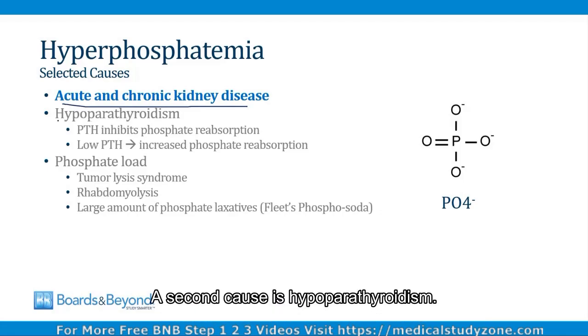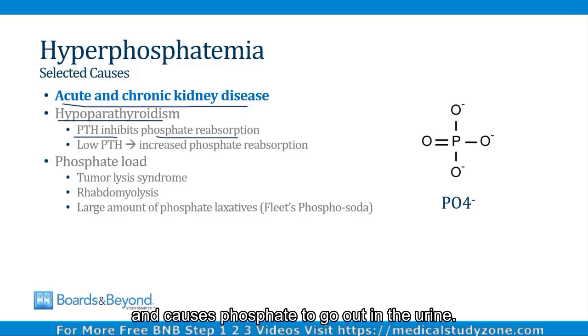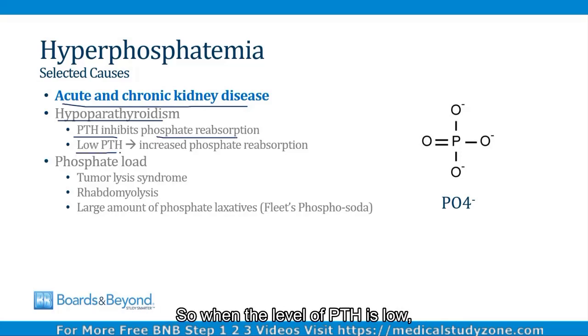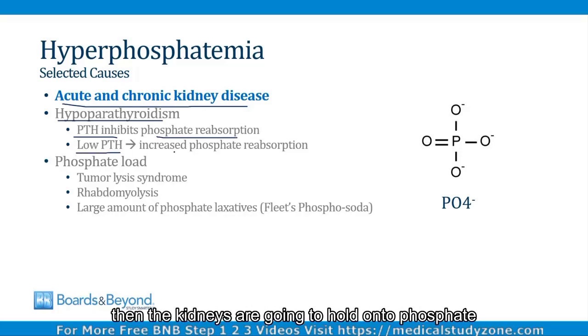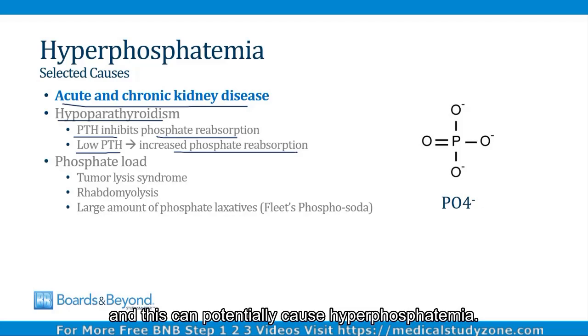A second cause is hypoparathyroidism. So parathyroid hormone inhibits phosphate reabsorption and causes phosphate to go out in the urine. So when the level of PTH is low, then the kidneys are going to hold onto phosphate and excrete less, and this can potentially cause hyperphosphatemia.